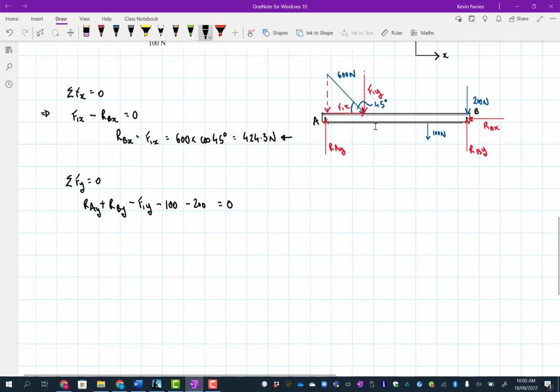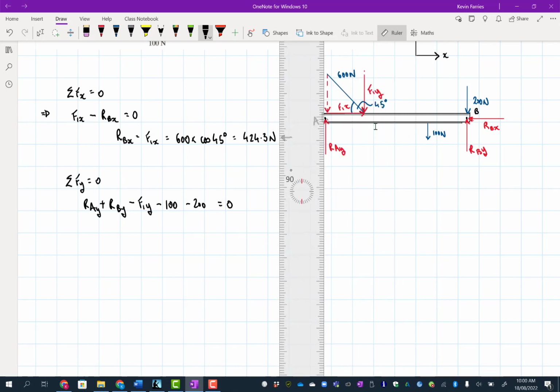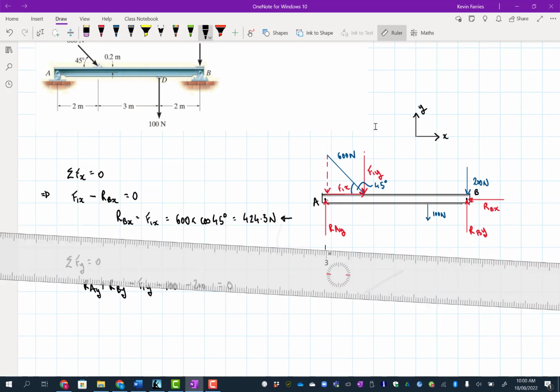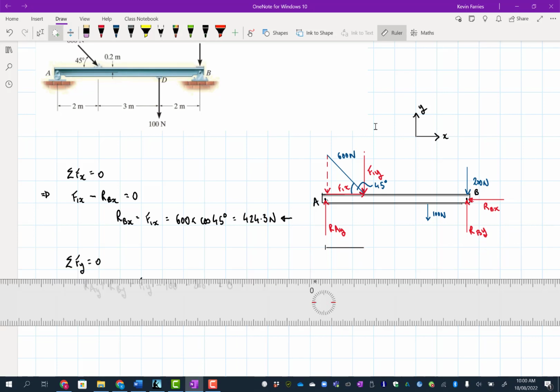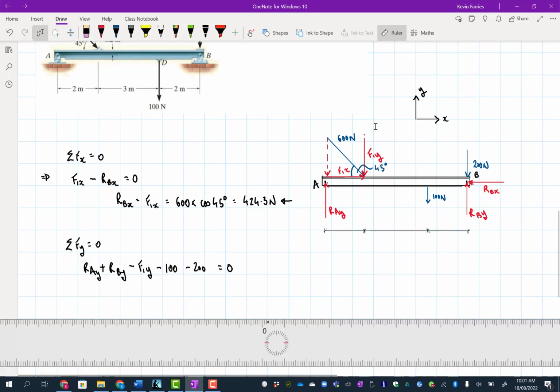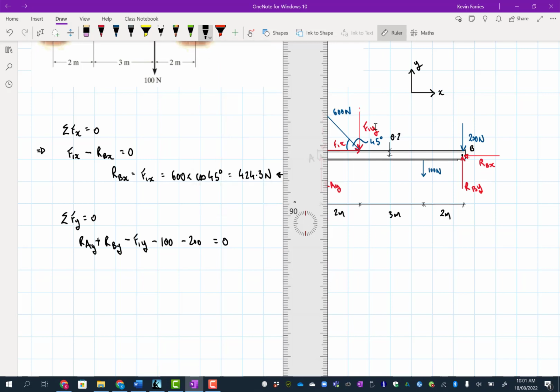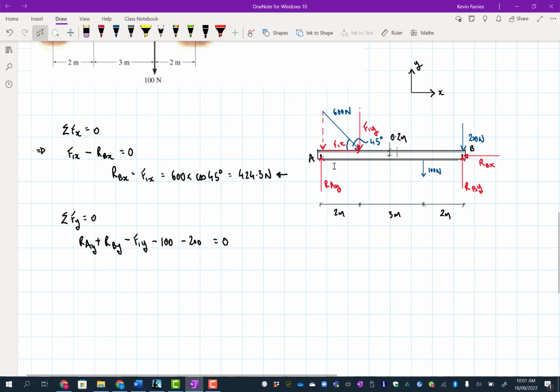And just to be clear, what I should probably have done in the original drawing is put on these dimensions. I'll fast forward through this. Okay, so I've got all the dimensions on now.